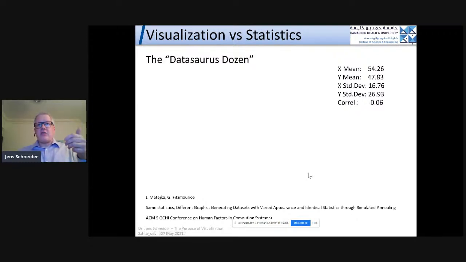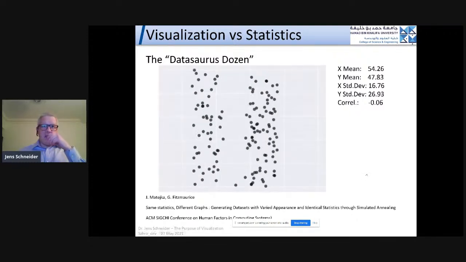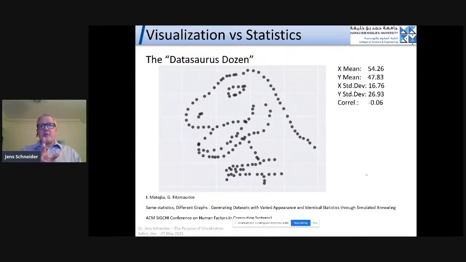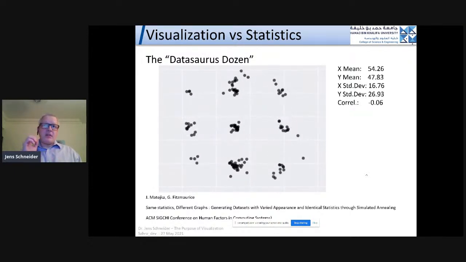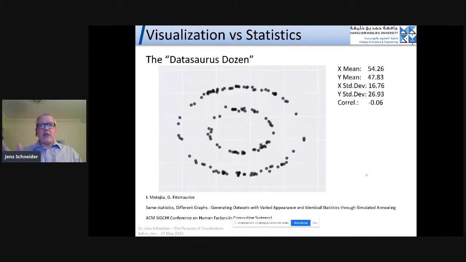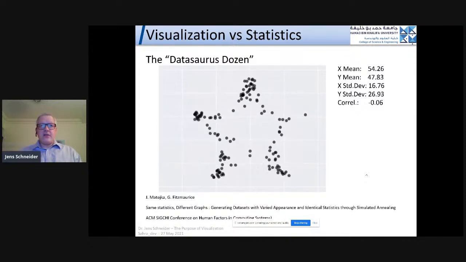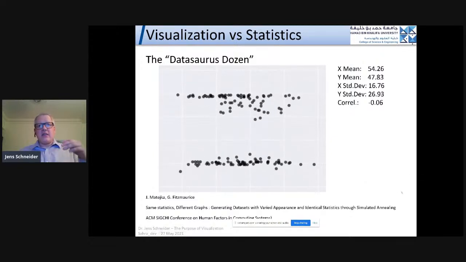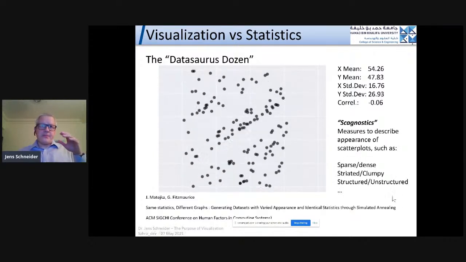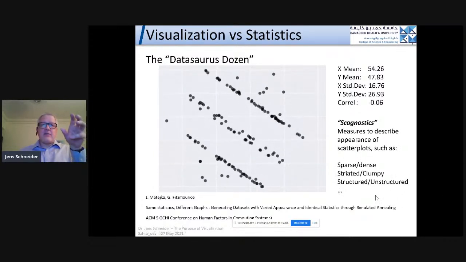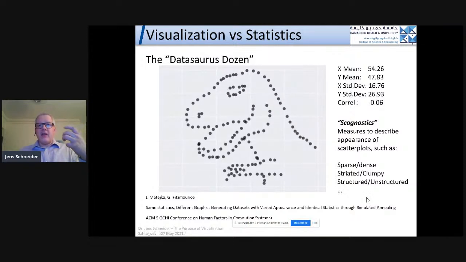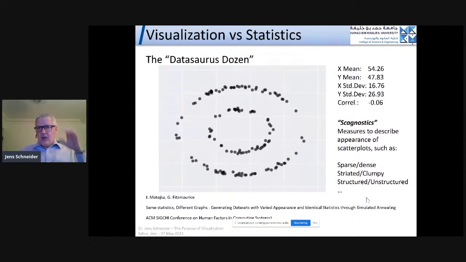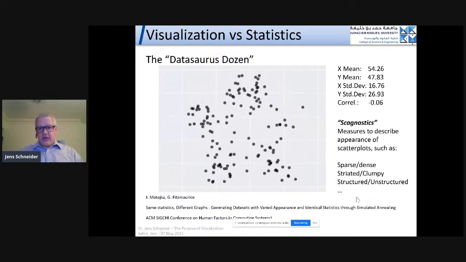They introduced the data source dozen. The data source dozen looks like this. All of these distributions have the same mean, the same standard deviation, the same correlation, but they're vastly different. I mean, one is a star, one is a dinosaur. So the problem here is that statistics aren't enough to describe the look of data. Talking about the look, this is sometimes called scagnostics, measures to describe the appearance of scatter plots.